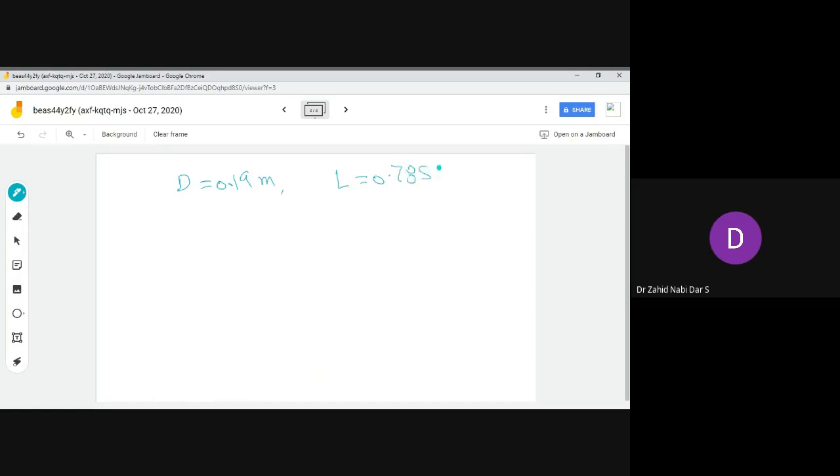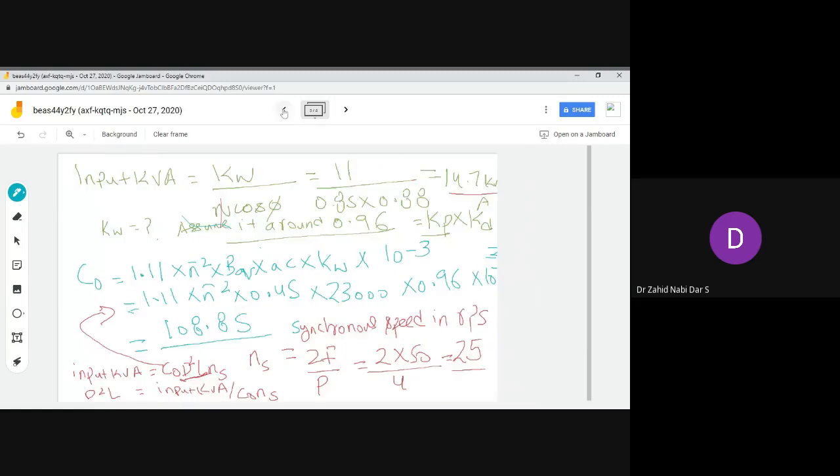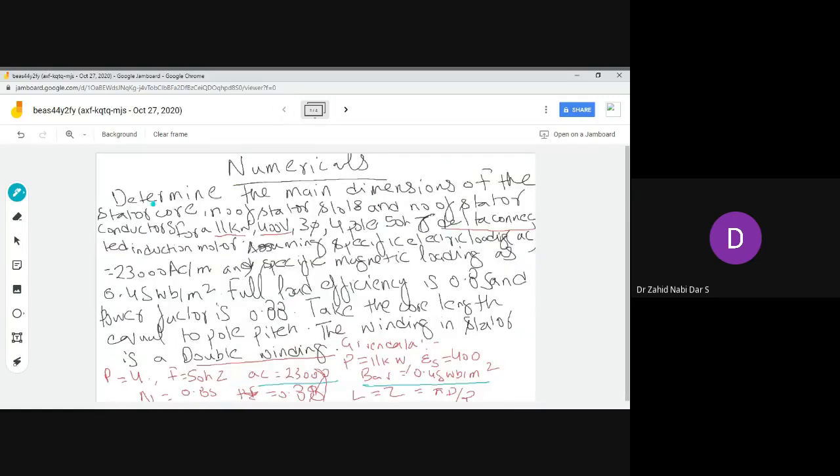So you can write 0.785 into 0.19, so you get the L value. The L value will be around 0.149 meter. Okay, this was about the D and L values. So let's go back to the question and look at what it's asking. Determine the main dimensions. The main dimensions are D and L.